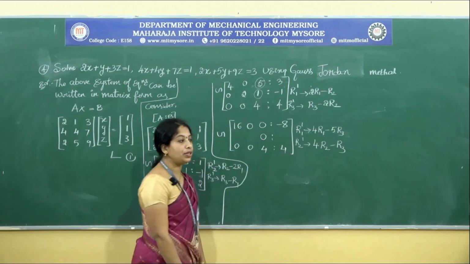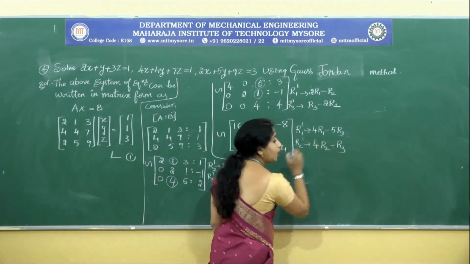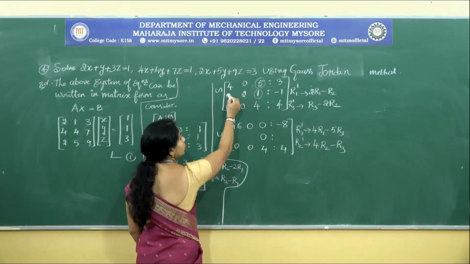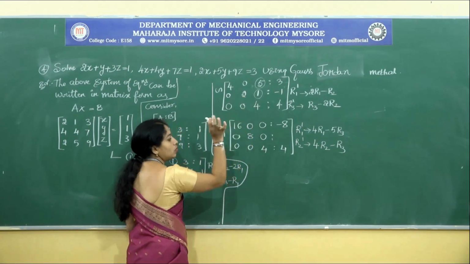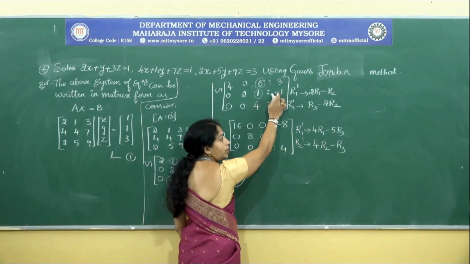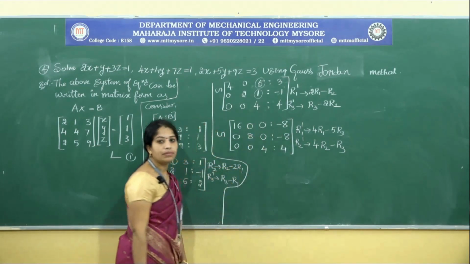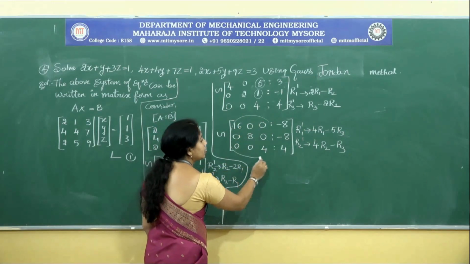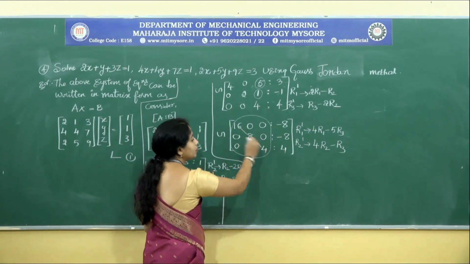See the next row operation, R2 dash is 4 times R2 minus R3. 4 times R2 means 4 into 2, now this will be 0. 4 into 2, that is 8 minus 0, you will get 8 only. 4 times R2, that is minus 4 into minus 1, minus 4 will be minus 8. Now we have reduced the coefficient matrix, this is a matrix A, into the diagonal matrix.